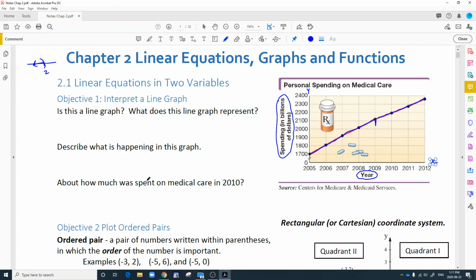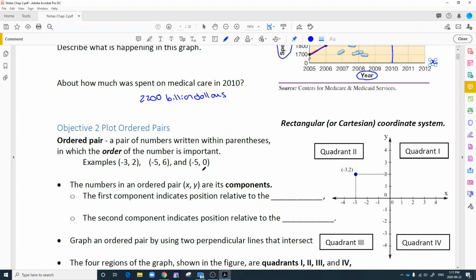And then another piece of information that we could read off this graph at this time is how much was spent on medical care in 2010. So you could say in 2010, so that's your x value. And you could look across for your y value, and you could say that $2,200 billion was spent on medical care in 2010. Okay, so that's kind of like a real world example.